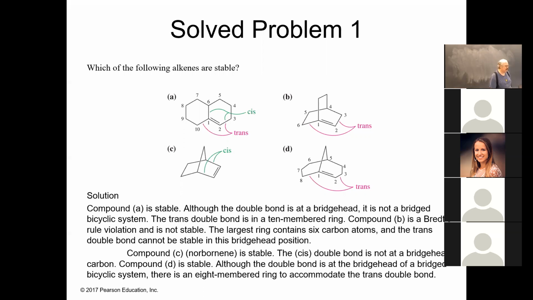Compound B would be impossible, because that's a 6-membered ring. We've got a double bond at the bridgehead, so that one could not exist. Compound D, we have a large enough ring. The ring on the bottom has 8 members, and so that one is possible. So that one could exist.